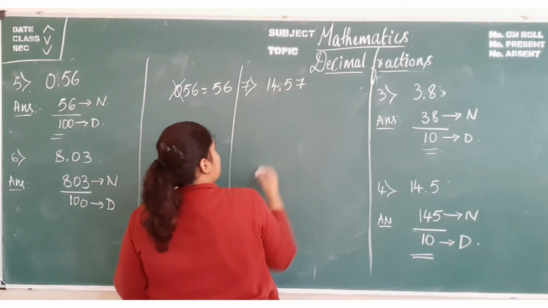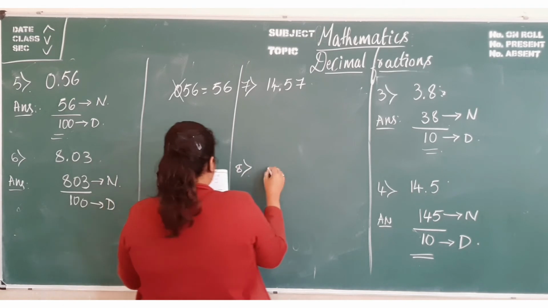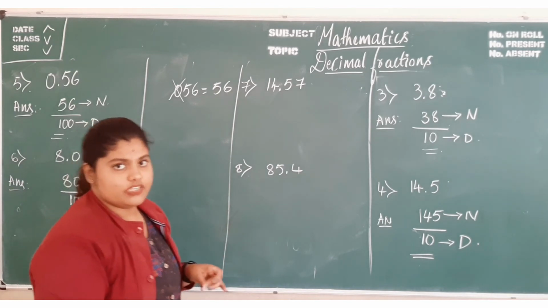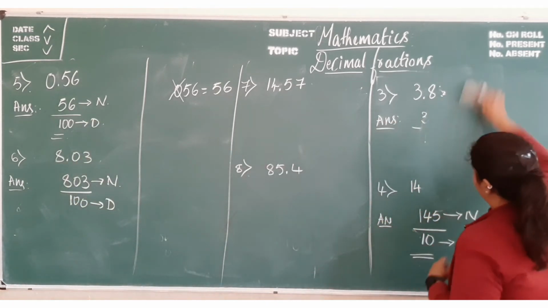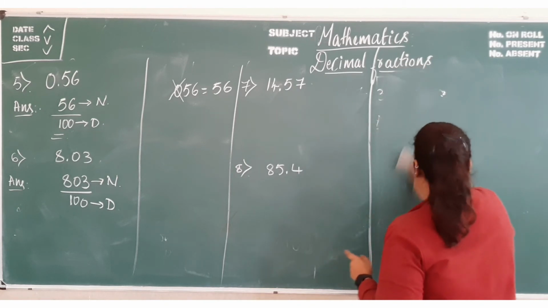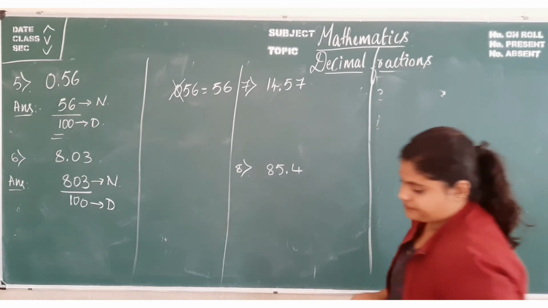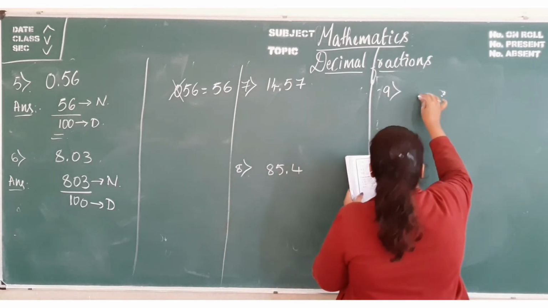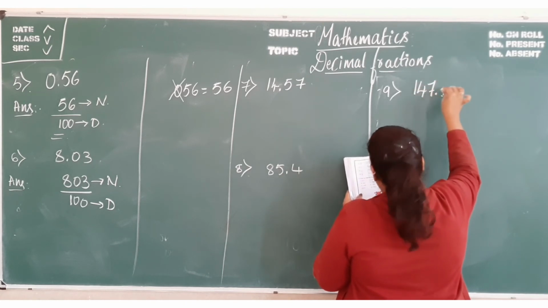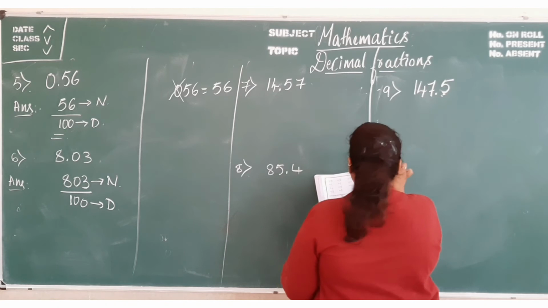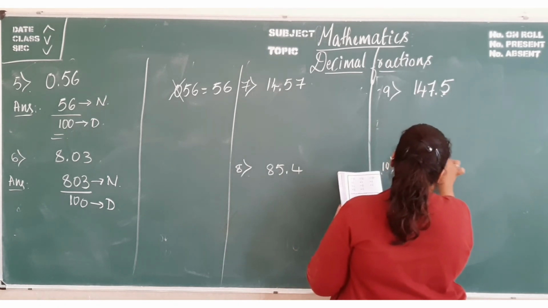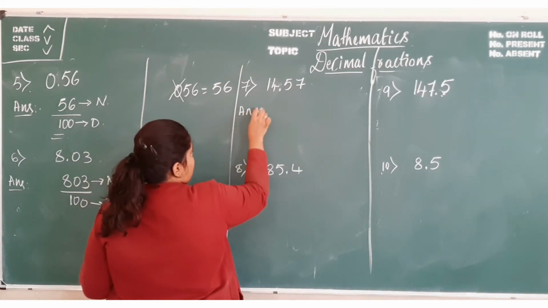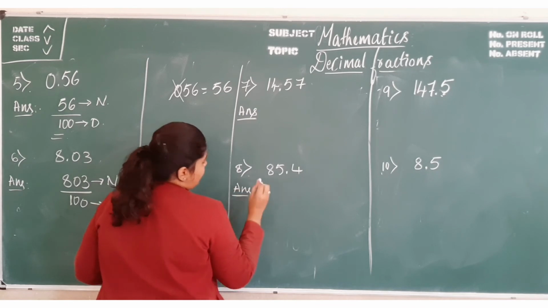14.57. I'll write a question here. You people just pause the video and try it out once. I'll write the questions. You just try, then play the video and check your answers. 8th question, 9th question. I'll be writing here. 9th question, 147.5. 10th question, 8.5. Okay. Now pause the video and try 7, 8, 9, 10 the sum. And then play the video.